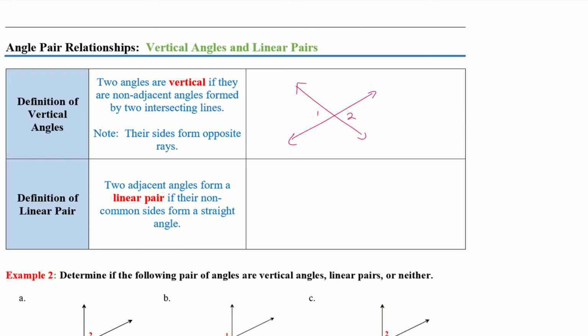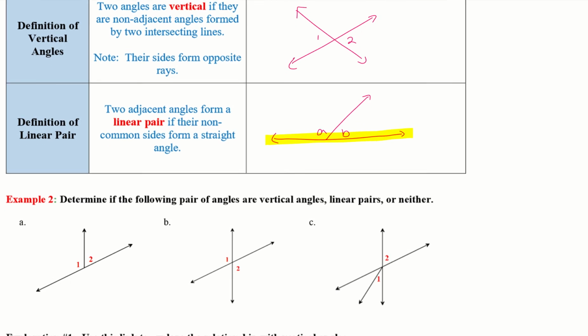Alright, definition of linear pair. Two adjacent angles form a linear pair if their non-common sides form a straight angle. So, if we have something like so, A and B are linear pairs. They form this straight line down here at the bottom. It's that straight line, and then the two angles will make that straight line.